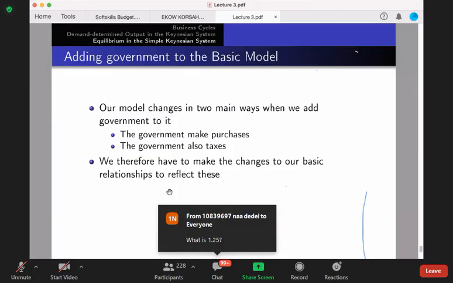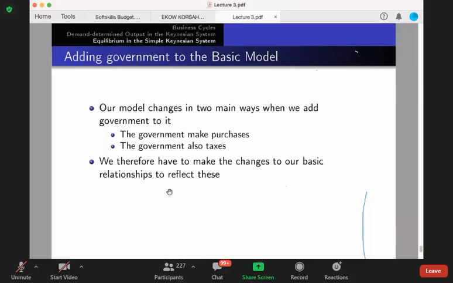Okay, Nandede, I think Nandede got lost a little bit. So we're calculating a multiplier. Is it that you were not getting the 1.25 or you don't know what the 1.25 is? You can raise your hand, I'll allow you to unmute and then we talk. Nandede.